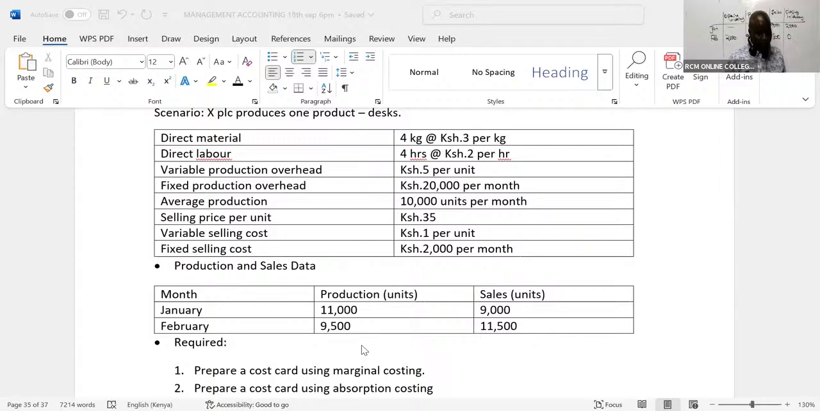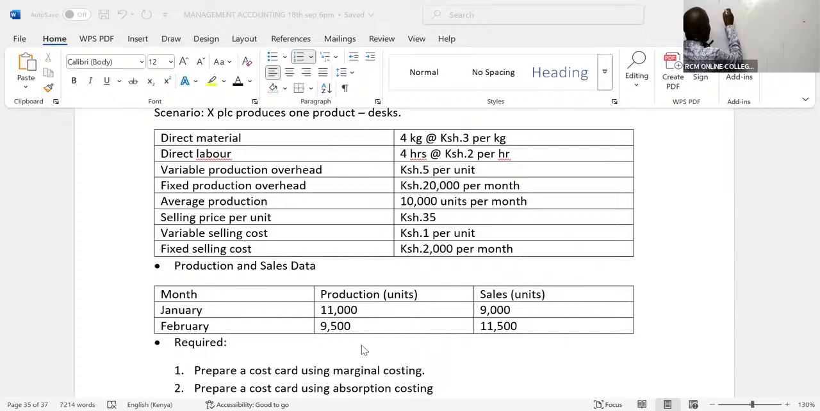So then they want me to prepare, number one, a cost card using marginal costing. Let's prepare a cost card using marginal costing. So mention there cost card in brackets MC. I'll rub this, but I expect when I start doing my P&L, you'll be able to remind me these figures. If you don't remind me these figures, I know the punishment that will be meted unto you. Because already you have them. So now we do a cost card.